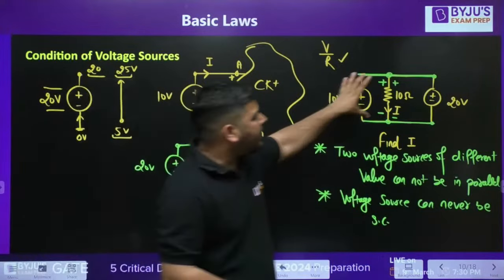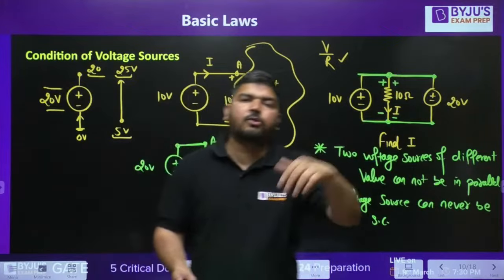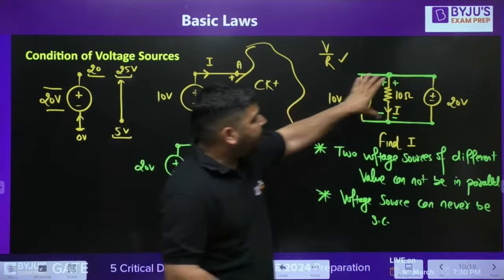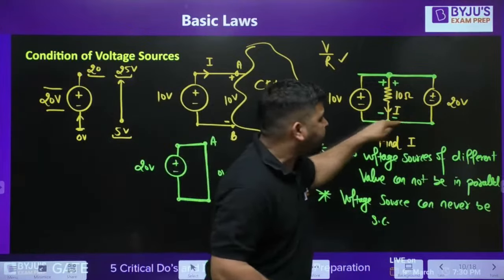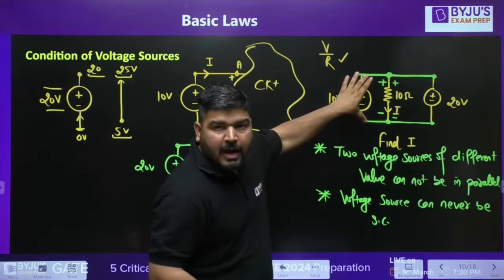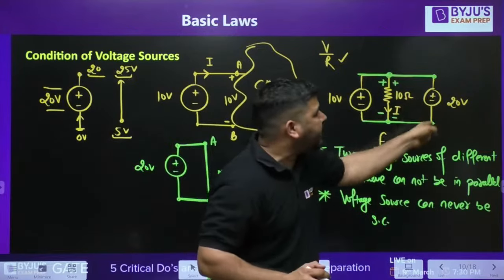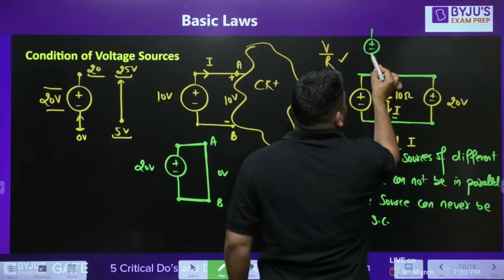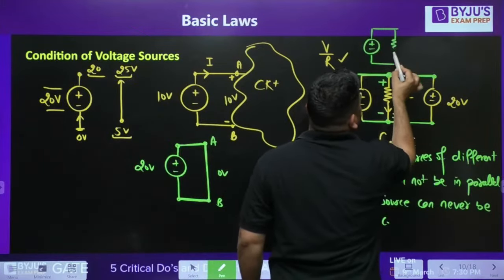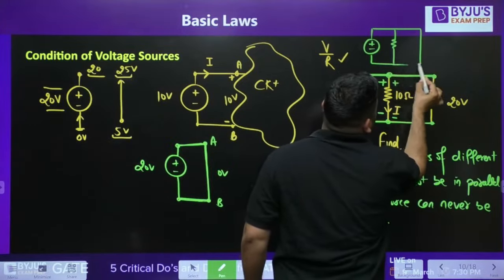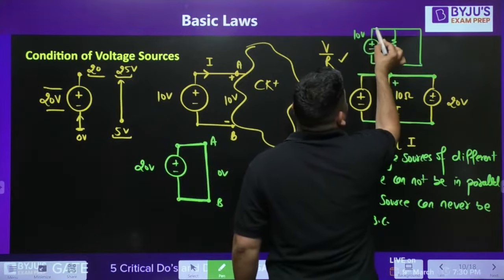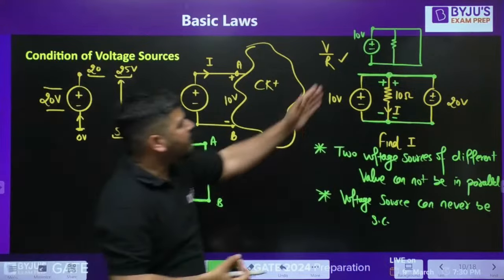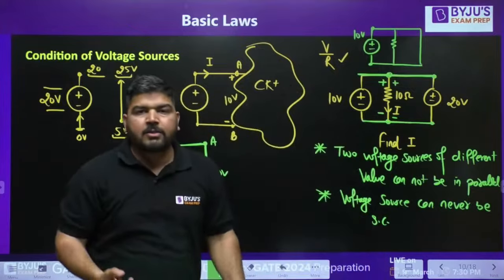Now many students are thinking about superposition because they have studied superposition in 12th class. If you are applying superposition, then you have to short it. You take one source at a time and deactivate the other source. Let's say you are taking the 10 volt source at a time, and you are shorting the other source. Voltage source is short circuited. Now tell me, is it a valid circuit according to the laws of nature, according to basic laws? Answer is no. It is not a valid circuit.